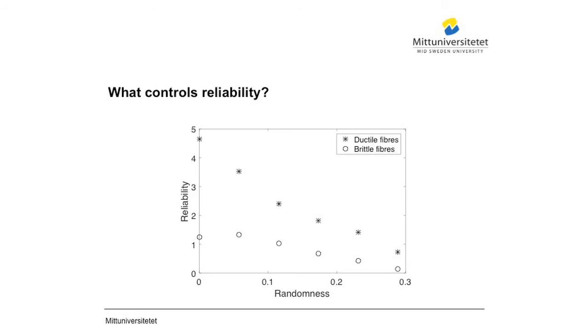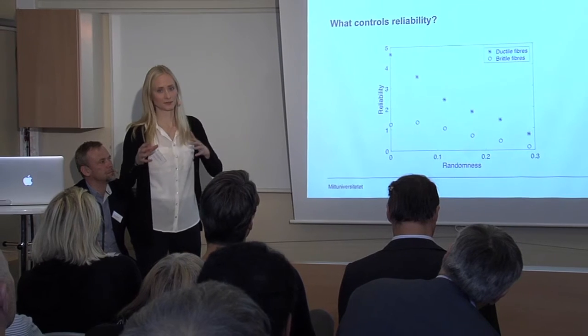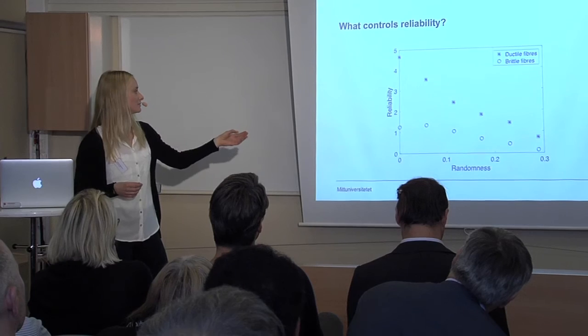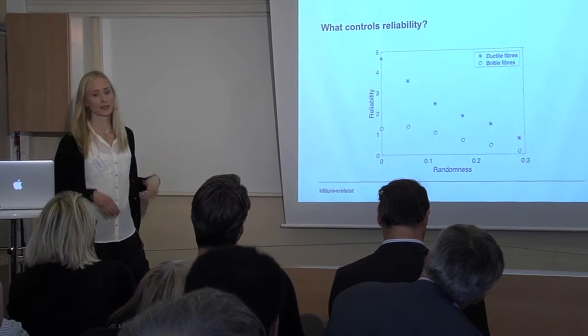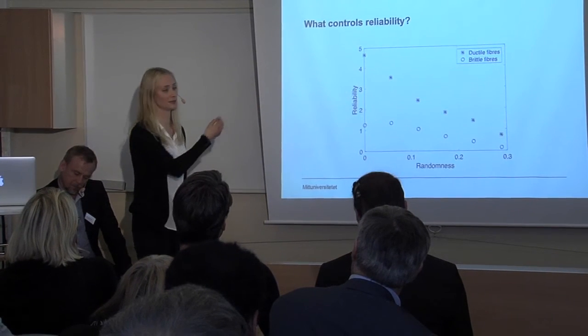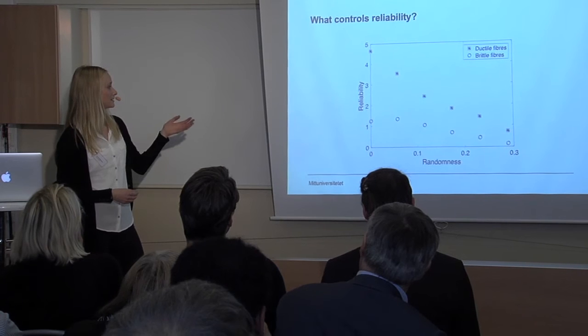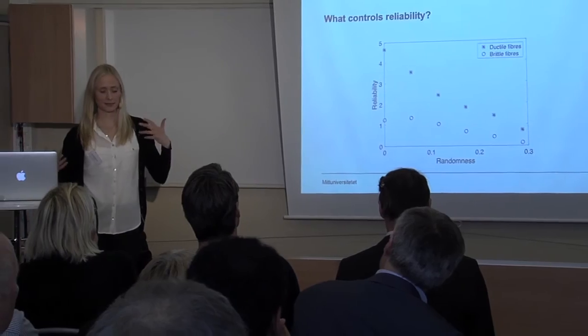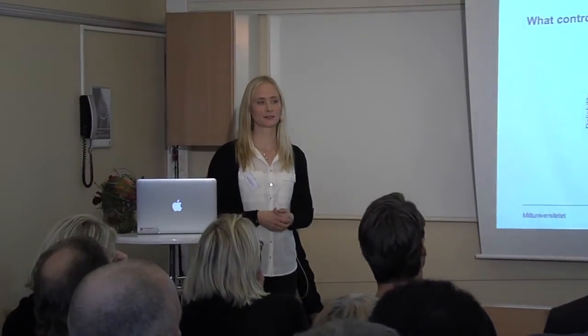Just briefly, I'll show you here how this reliability parameter is affected by the randomness. And with randomness, I mean how much the structure is distorted from the original. As we can see here, with increasing randomness, the reliability goes down. At the same time, we have two different types of fibers, ductile fibers and brittle fibers. And we can see that brittle fibers are much less reliable. So depending on the input fibers, we will have a difference in this reliability parameter.